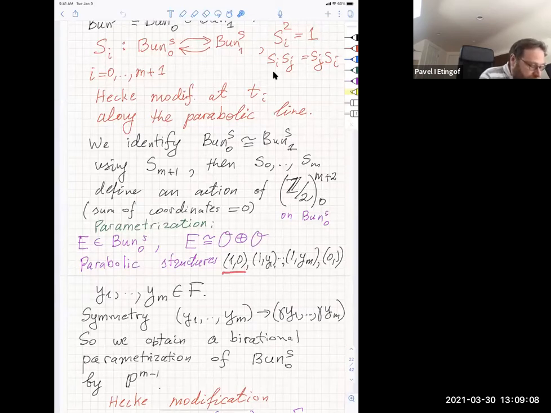So at 0, I have 1, 0, then y, y1, y, y2 up to y, ym at the point tm, and 0, 1 at the point tm plus 1, which is infinity. And y1 through ym are numbers in our ground field f, which is a local field. So it could be real or complex or could be a p-adic field.